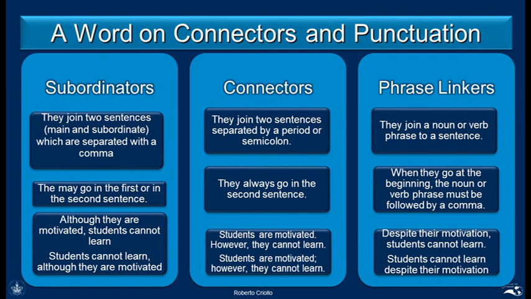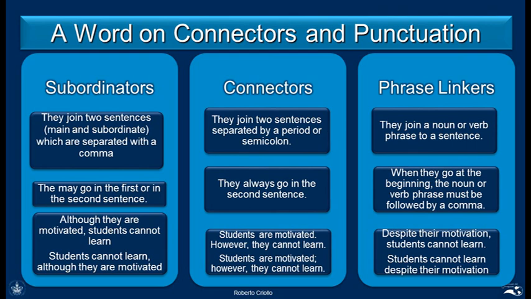Now let's see how connectors work. Connectors also join two sentences, but the difference is that these sentences are separated by a period or a semicolon. And something that is very different from subordinators is that connectors always go on the second sentence. Here is a pair of examples. Students are motivated, period, however, comma, they cannot learn. Or, students are motivated, semicolon, however, comma, they cannot learn.